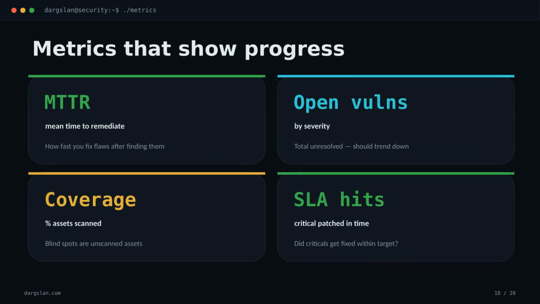And to know whether automation is actually paying off, you need a few simple metrics. Mean time to remediate, or MTTR, tells you how quickly you fix flaws once you've found them. Ideally, that number shrinks over time. Open vulnerabilities by severity shows your remaining workload at a glance. Coverage reveals your blind spots. Any asset you're not scanning is one you can't protect. And SLA hits answer the key question: are your critical patches landing inside the deadline you promised?